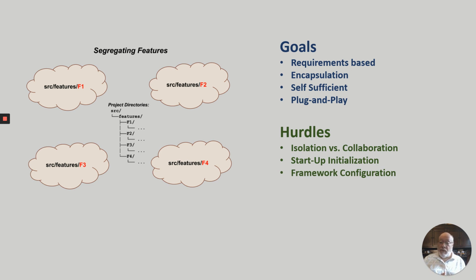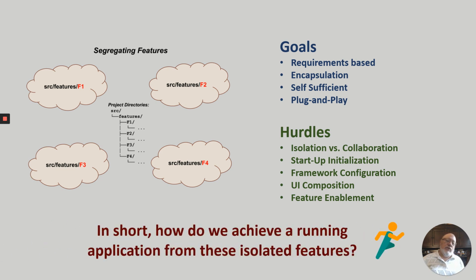Framework configuration is something that's potentially going to be more difficult because now we've scattered the aspects that need to feed into this configuration across all of our features. UI composition is something that is not uncommon to cross feature boundaries. So how do we manage that? We'd like to be able to enable and disable features, even though they're part of our code base for a variety of different reasons. So in short, how do we achieve a running application from these set of isolated features? That's the big question.